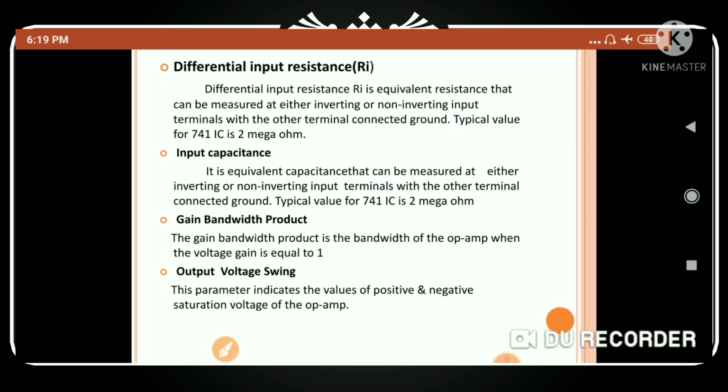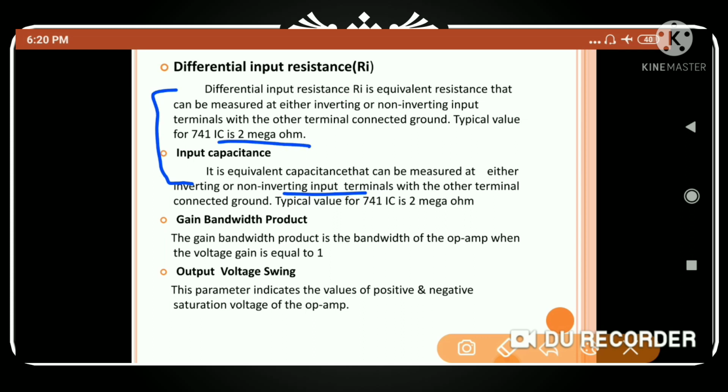Next, input capacitance. It is the equivalent capacitance that can be measured at either the inverting or non-inverting input terminals with the other terminal connected to the ground. Same thing: if you want to get input resistance and input capacitance, you connect either the inverting or non-inverting terminal, but the other one should be connected to the ground.